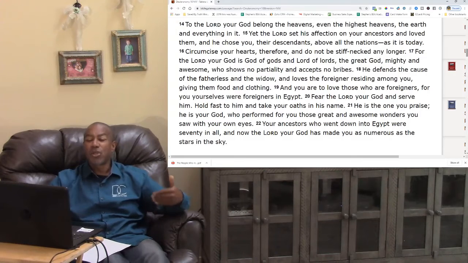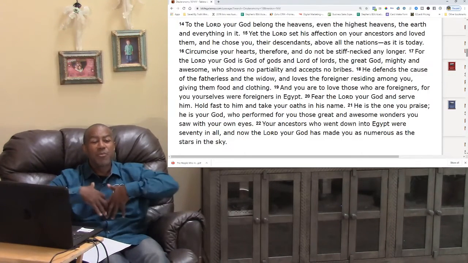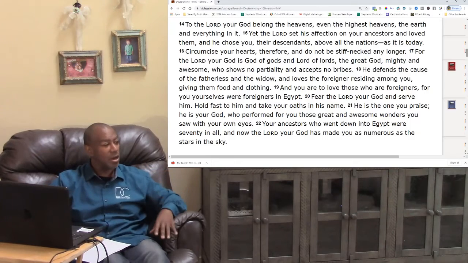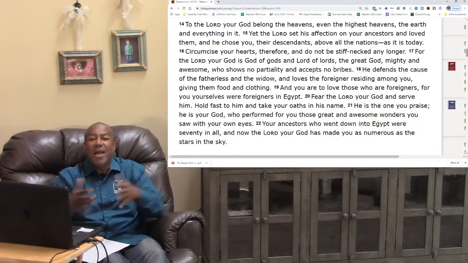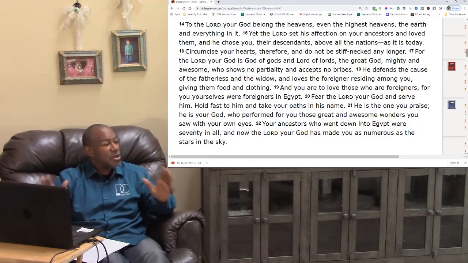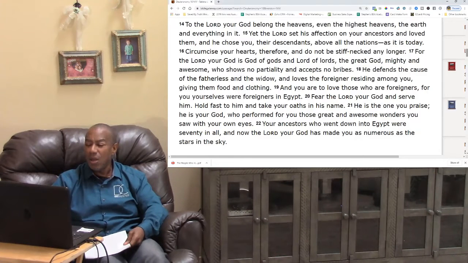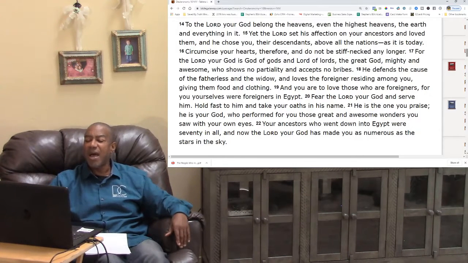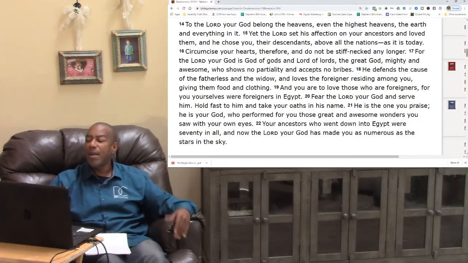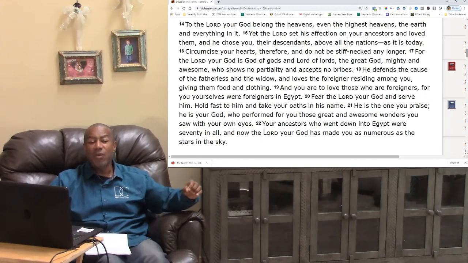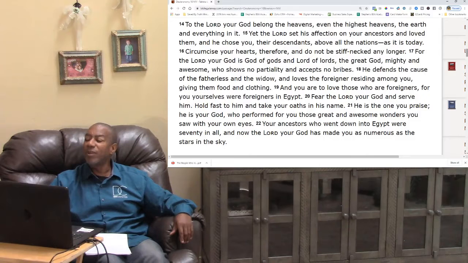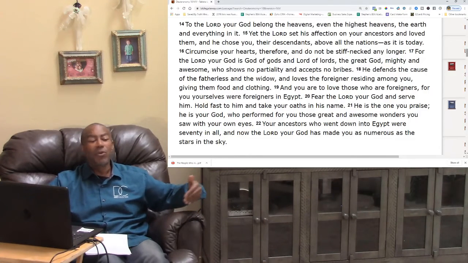Let's keep reading. Circumcise your heart. That means purify it. Get the sin out of your heart. Confess it. Get open with your life. Get the garbage out. Circumcise your life, your heart. Therefore, do not be stiff-necked any longer. For the Lord your God is the God of gods and the Lord of lords, the great God, mighty and awesome, who shows no partiality and accepts no bribes. He defends the cause of the fatherless and the widows. He loves the foreigner residing among you and gives them food and clothing.